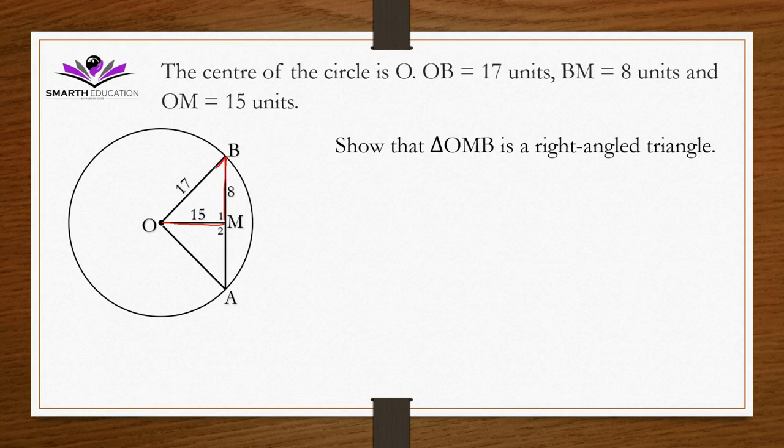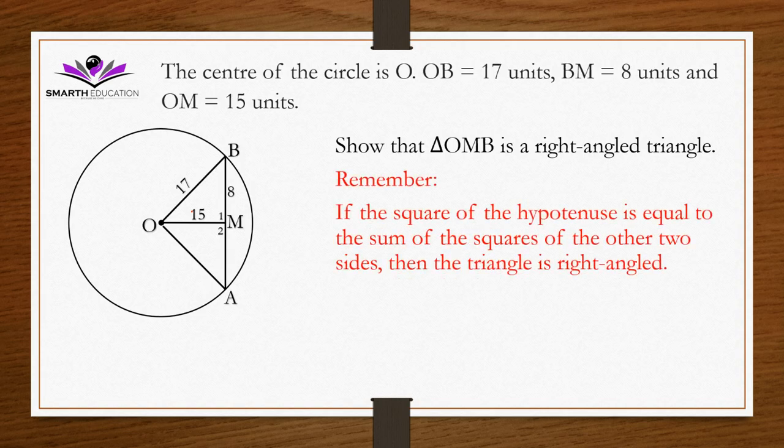Okay, right, so we have to square this longest side, and then we square this 15 and square this 8. So if the square of 17 is equal to the square of 15 plus square of 8, then triangle OMB is a right angle triangle. So let's just do that.